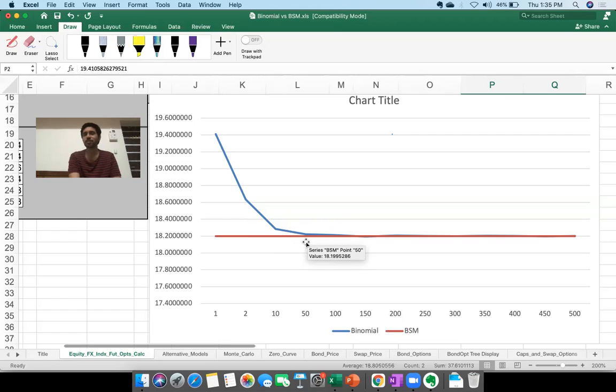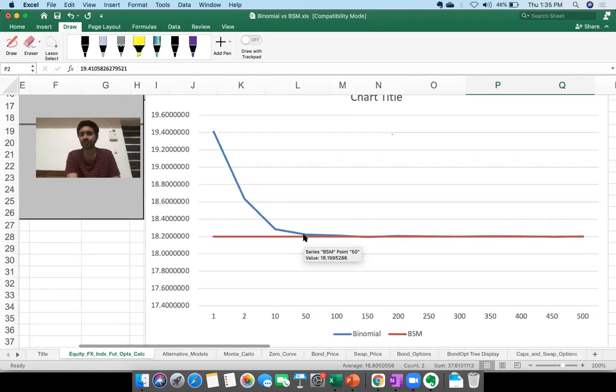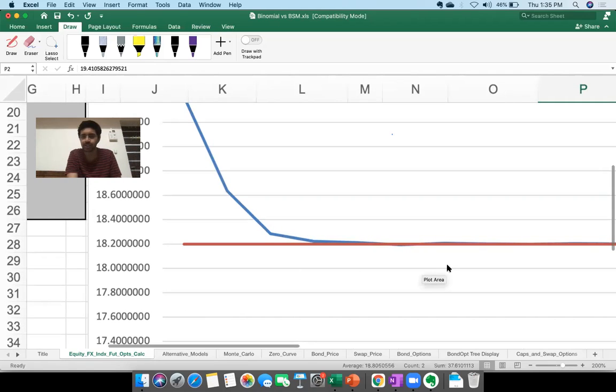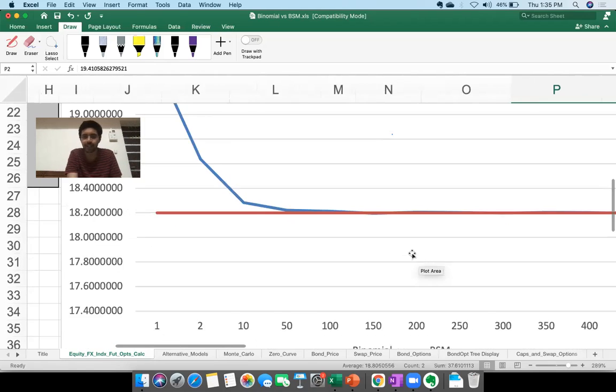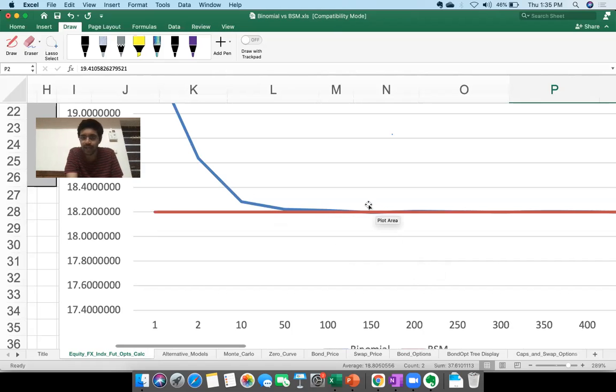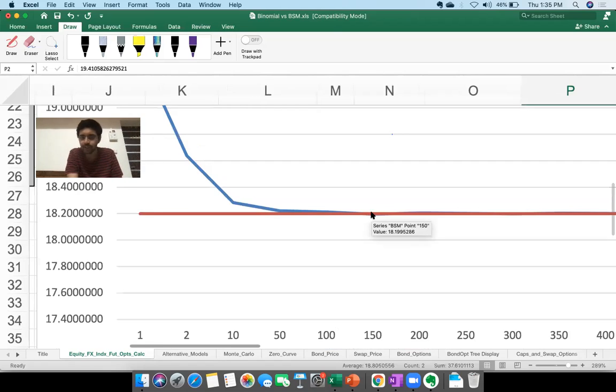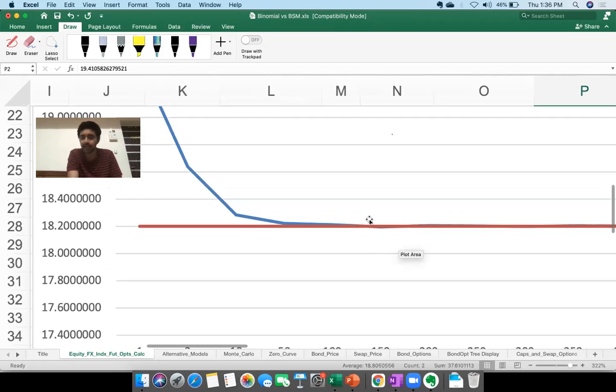to the 50th period. Almost the binomial model touches the Black-Scholes curve. As we reach 50 or slightly more than 50, the binomial actually touches the Black-Scholes. If I zoom in a little, you see that binomial and Black-Scholes almost go hand in hand over here. Slightly over here, I'm not sure if you will be able to see, I see a very small portion of the blue curve has actually crossed the red curve from the bottom.